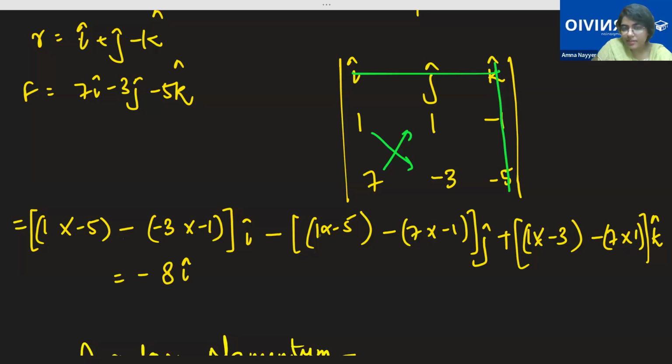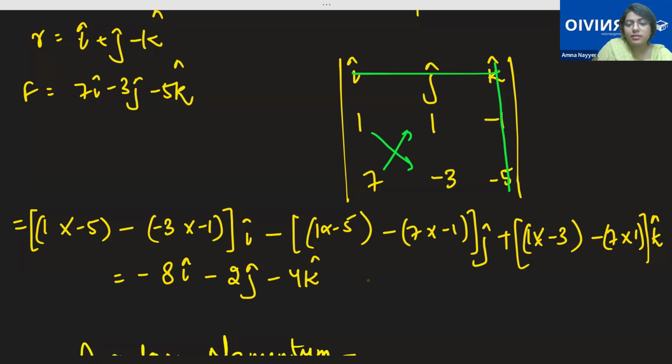This is minus 5 here and minus 7. Minus 7 with the minus sign outside means plus 7. 7 minus 5 over here is 2, and with the sign, minus 2 j cap. This is minus 3, this is minus 7, so minus 4 k cap.